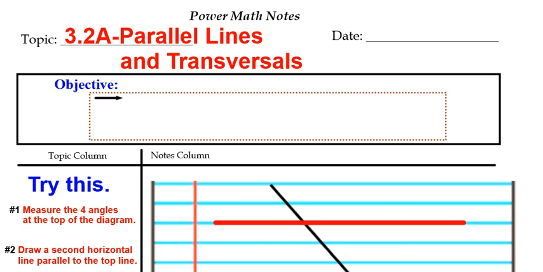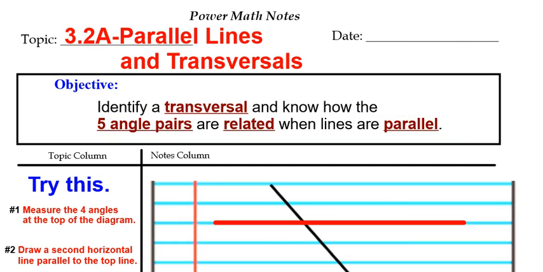So the first thing that I want to do is make sure that you have your goal for the day. Remember, we're going to identify the transversal and know how the 5 angle pairs are related when the lines are parallel. Get that all copied, pause your video, and then we will jump ahead to page 2.